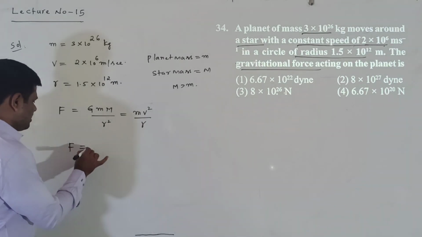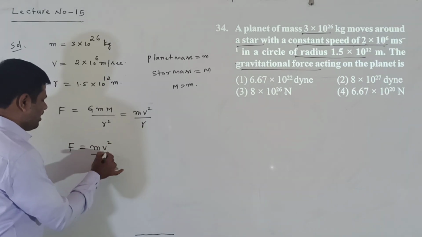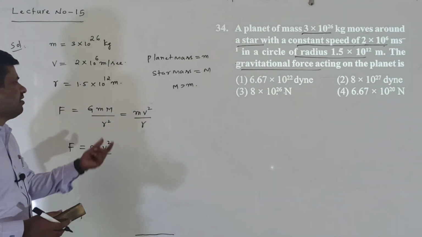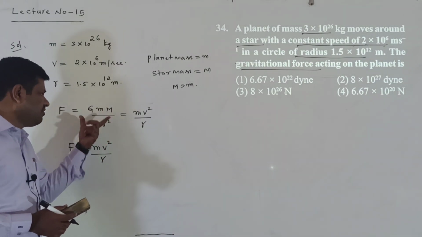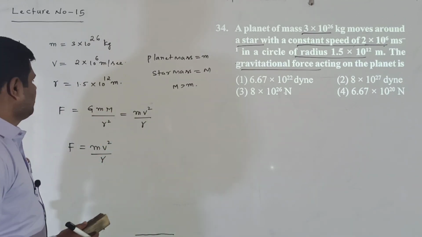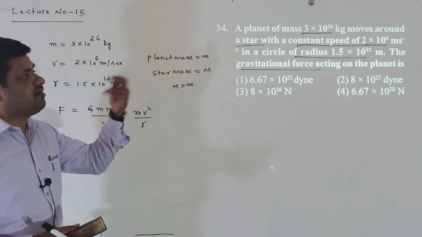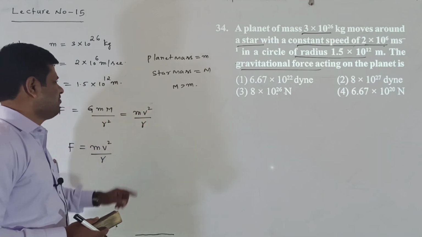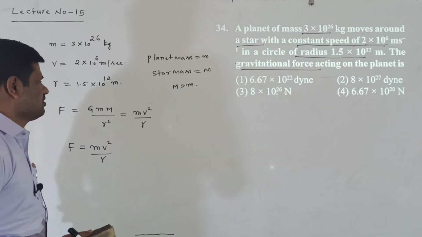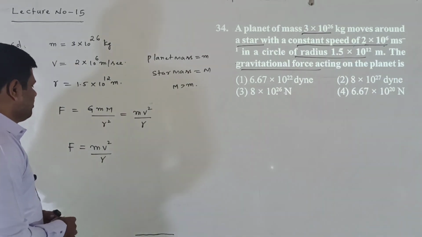Now force F is equal to mv square by r. Why am I using this formula? Because mass is given, velocity is given, radius is given. When small m and capital M are given, we can use the other formula. But here only the mass of the planet is given. The mass of the star is not given. That's the reason I am using the formula mv square by r. The gravitational force gives the necessary centripetal force, mv square by r.